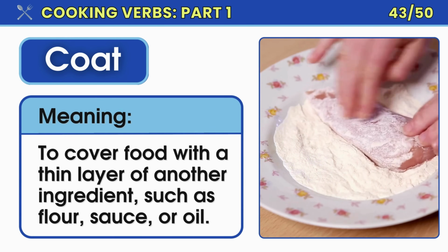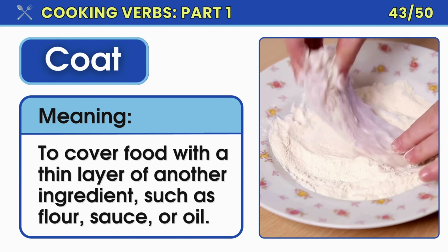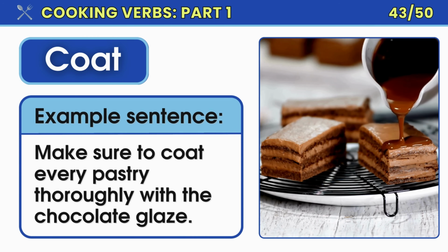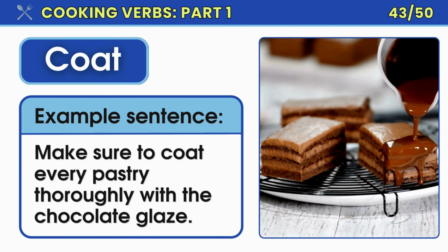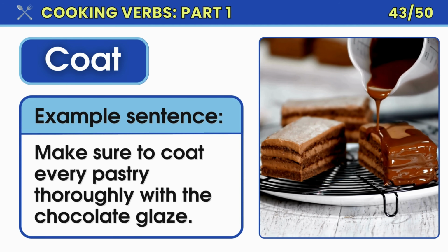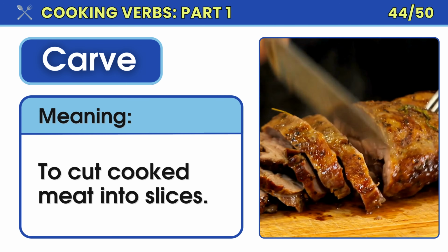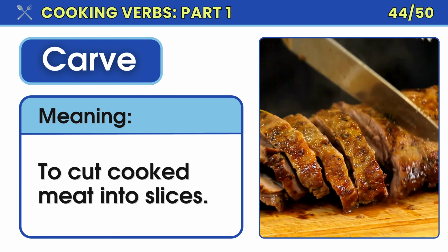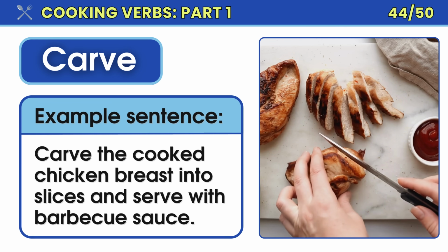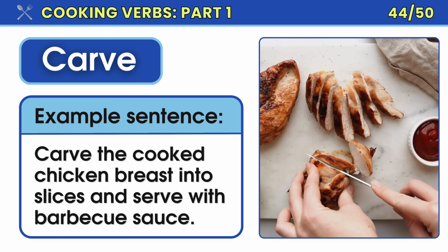To coat means to cover food with a thin layer of another ingredient, such as flour, sauce, or oil. For example, make sure to coat every pastry thoroughly with the chocolate glaze. To carve means to cut cooked meat into slices. For example, carve the cooked chicken breast into slices and serve with barbecue sauce.